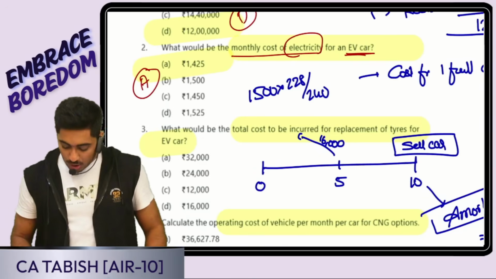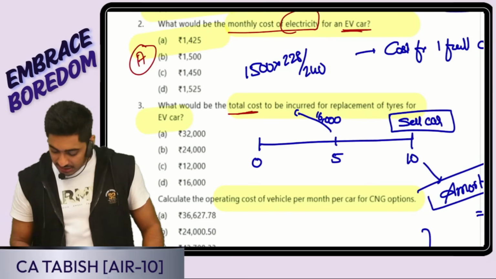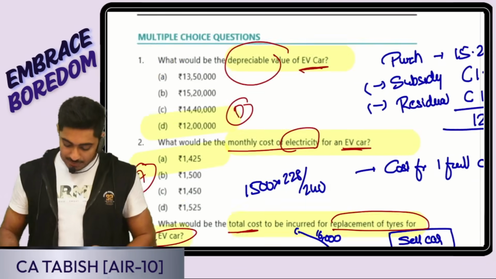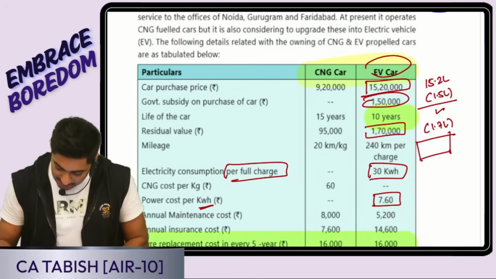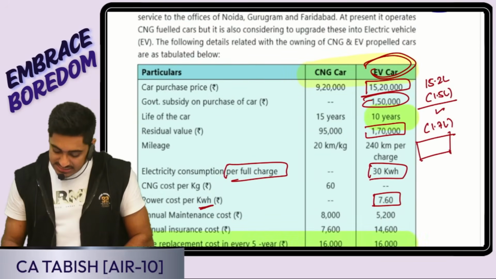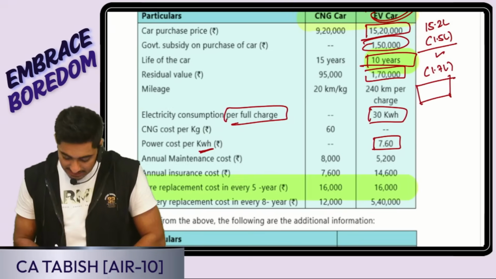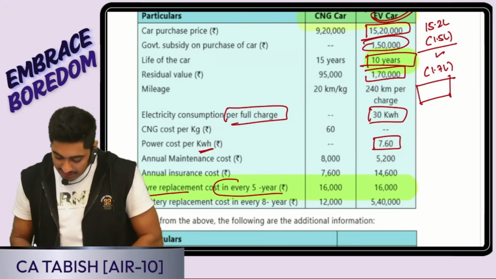Now third, what will be the total cost to be incurred for replacement of tires for EV car? Again important, pay attention students. EV car, can you guys tell me what is the life of the EV car? 10 years is going to be the life, and tire replacement is required in every 5 years.